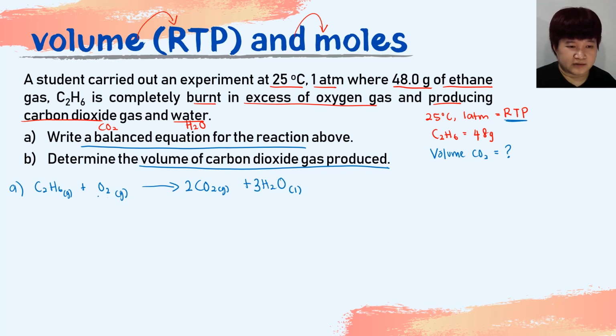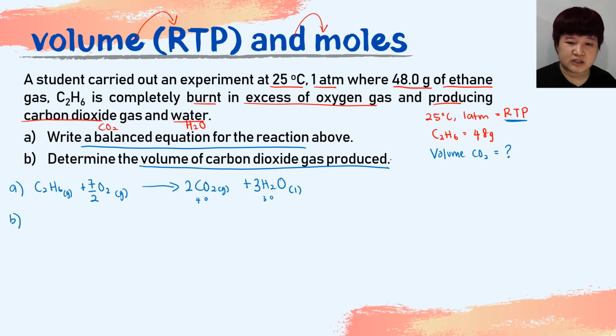What else is not balanced? Oxygen. You have 4 oxygen over here, you have 3 oxygen over here. So total is 7 oxygen. Therefore, your oxygen will be 7 over 2. So that is your balanced chemical equation.